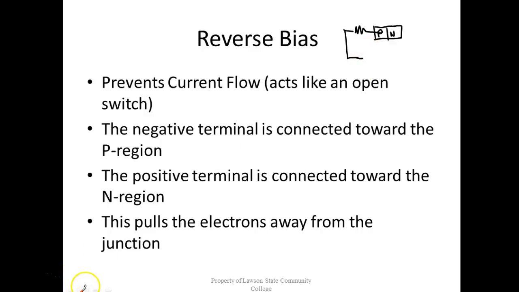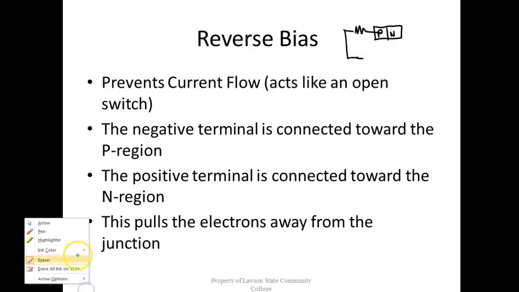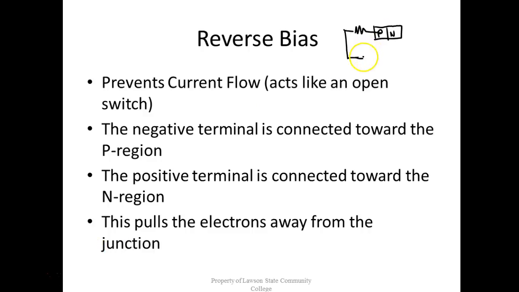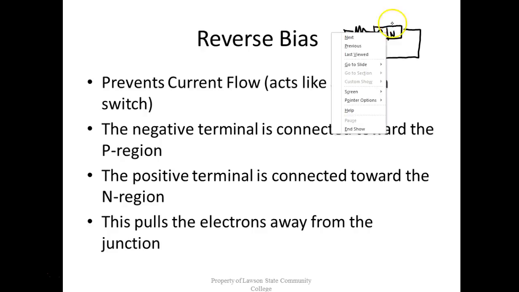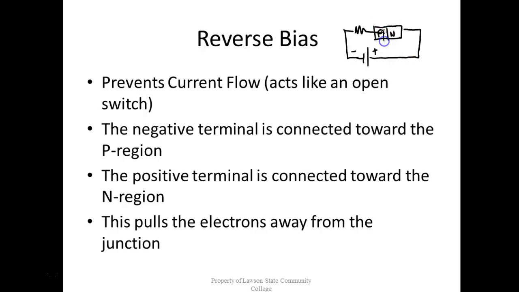So to reverse bias this thing, what I'm going to do is I'm going to put the negative toward the P, and I'm going to put the positive toward the N. Well, what's going to happen, what's the N going to do? Well, it's going to start doing what? These guys got a lot of holes in here. It's going to start attracting the holes. So the holes are going to move right here. It's going to increase the size of the barrier.